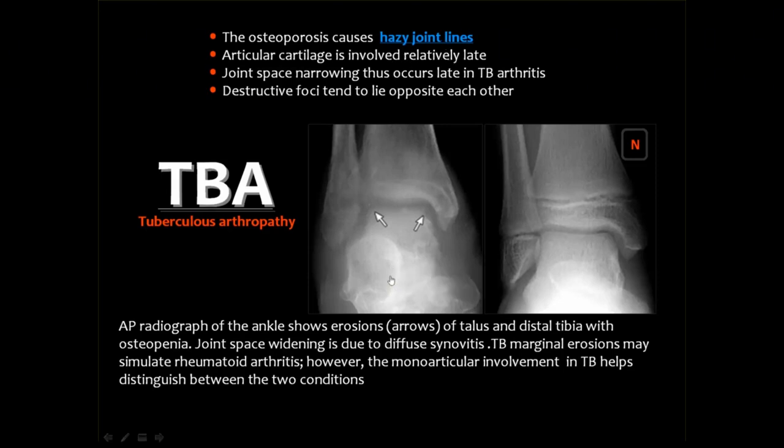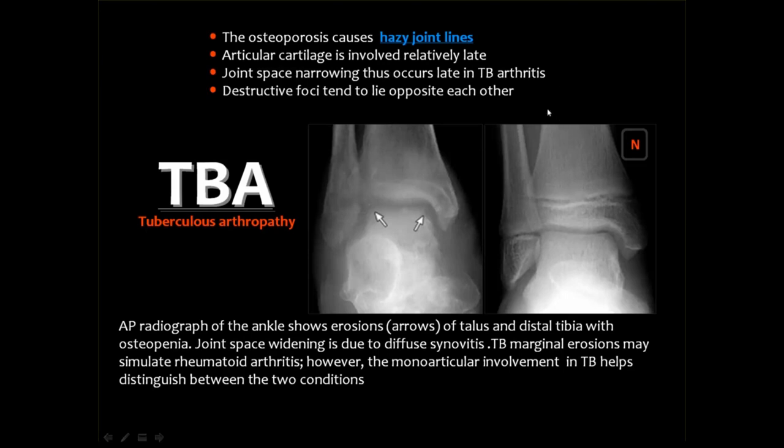And in order to appreciate this finding, this is the normal appearance of the ankle, where you get the well-defined cortical outline of the talus and tibia. But here you see the hazy, irregular, shaggy outline of the articular surfaces, together with some soft tissue swelling, which is considered a sign of tuberculous arthritis. Also, articular cartilage destruction is one of the late findings. So joint space narrowing is also a late finding in TB arthritis.